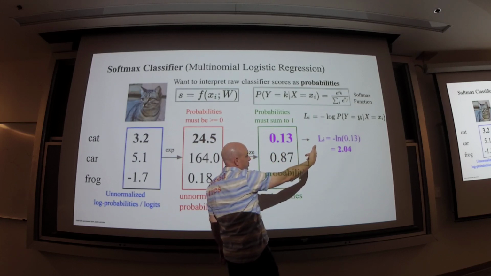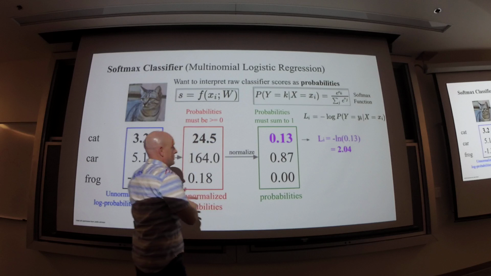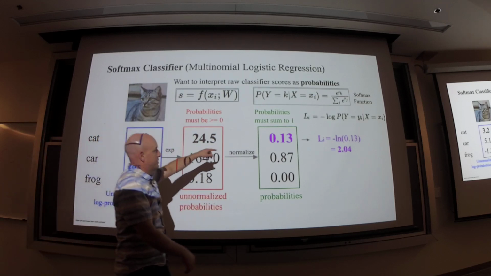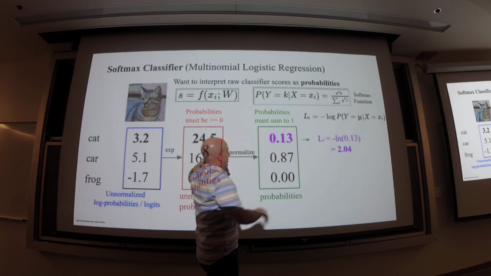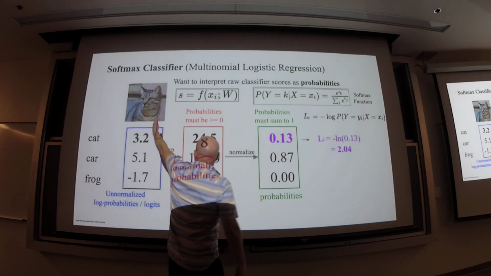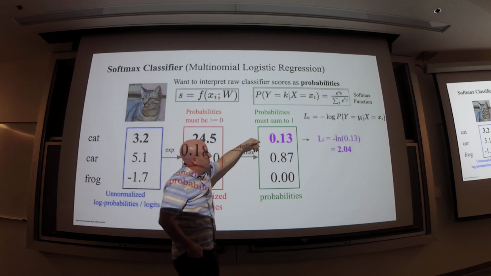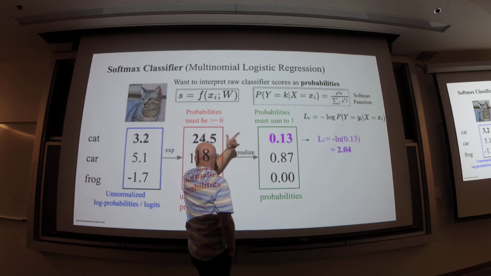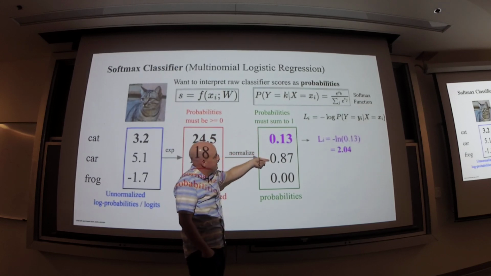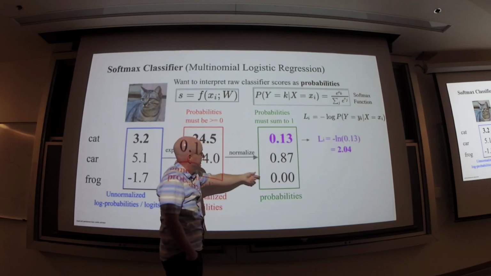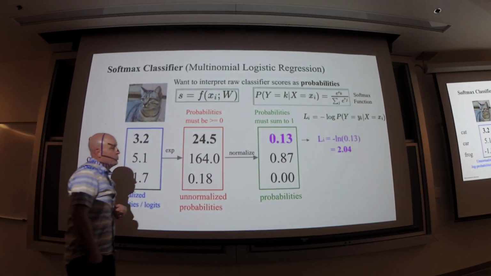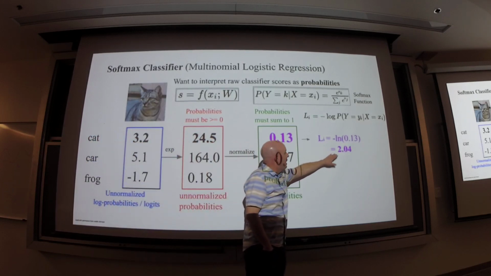That might seem weird, but let's think about that for a second. This is the probability. So for this ith example, given our score grid, this is the probability that the class is the first class, cat, that the class is the second class, car, and the class is the third class, frog. And then when we put it into here, we get this number here. So why the negative log?